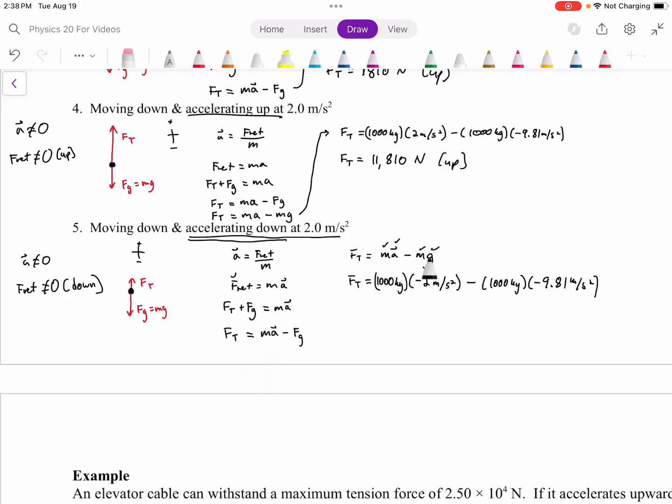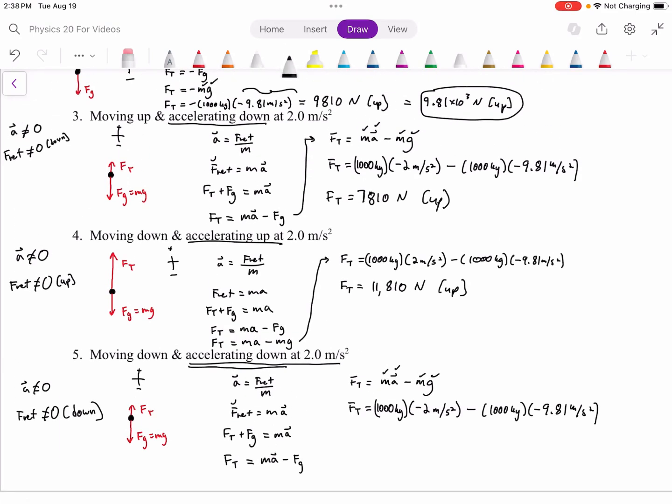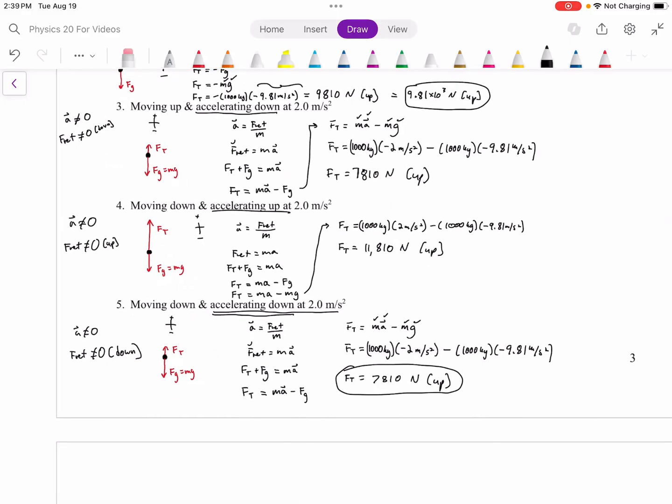Fg is mg, right? And nothing is different from example 3 when we go to put in our numbers, because the acceleration is 2 meters per second squared downwards. Of course, acceleration due to gravity hasn't changed. And so, like we predicted, we get the exact same tension, because again, it doesn't really matter what direction it's moving for the forces involved. It's about how it's accelerating.